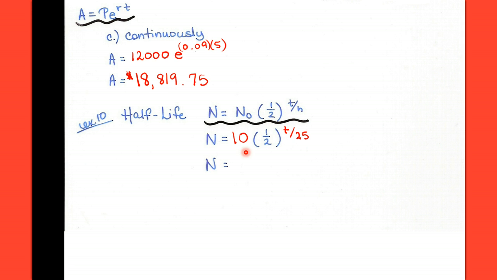All right, then it says how much of the initial mass will be present after 80 years. So we can go through and put 80 in for T. We're going to divide 80 by 25 to figure out how many times this thing got cut in half, and then multiply that by 10. And we find out that we've got 1.088 grams still present after 80 years.